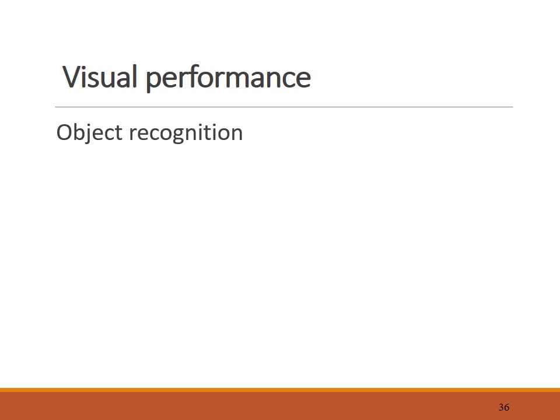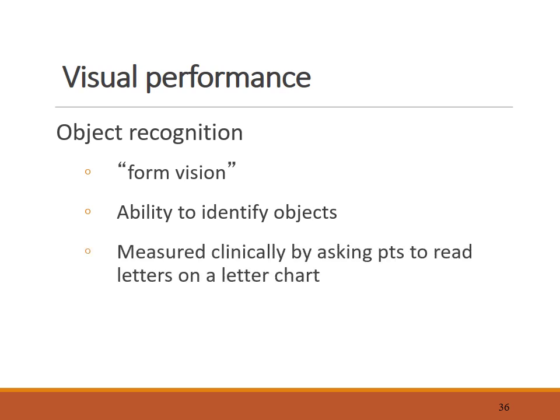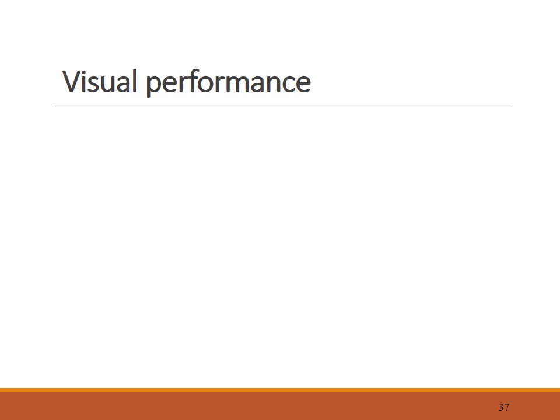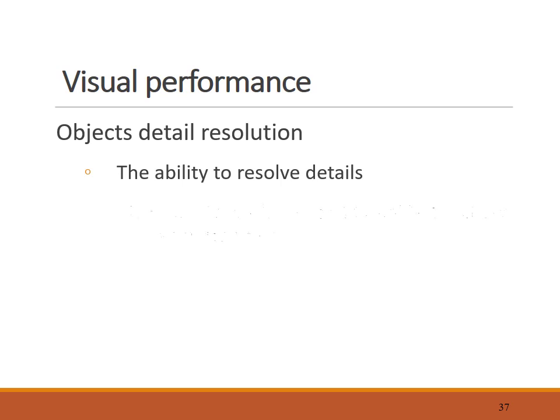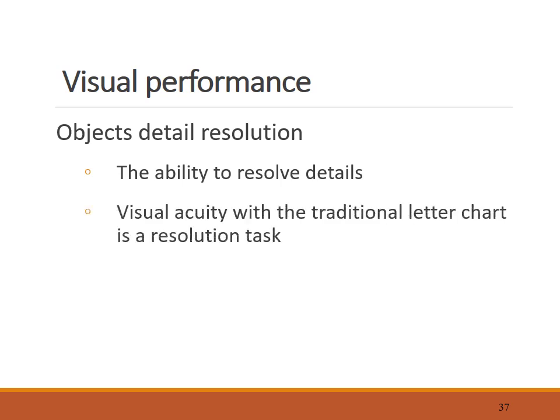Object recognition is a form of vision which is the ability to identify the object. We measure it clinically by asking patients to read letters on a letter chart, which is the visual acuity. Object detail resolution refers to the ability to resolve detail, and normally refers to visual acuity with the traditional letter chart as a resolution task.